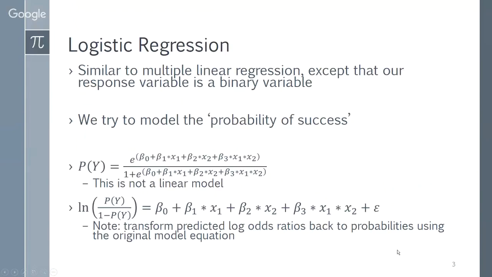Again, what I want you to take away is logistic regression differs from multiple linear regression in 2 ways. One, we're applying this log odds transformation on our response variable because our response variable is a binary variable. It's yes or no. And the errors will follow a different distribution. Okay?